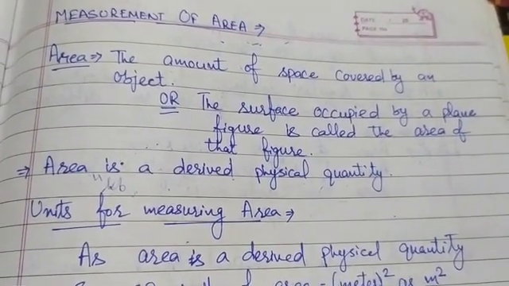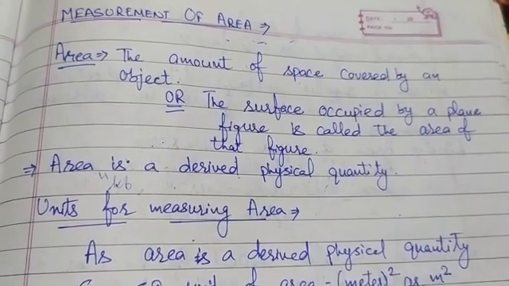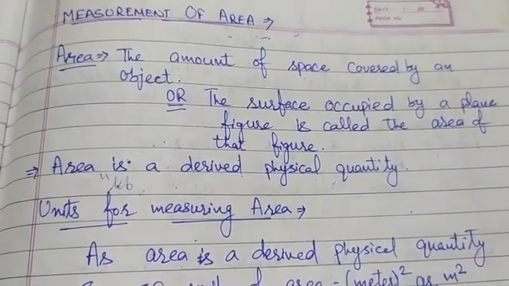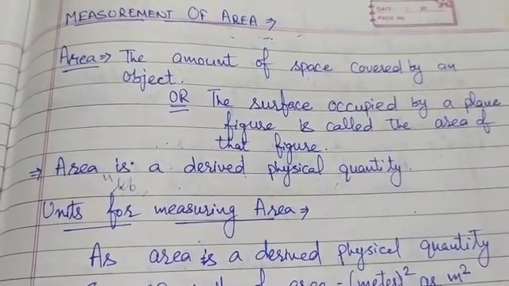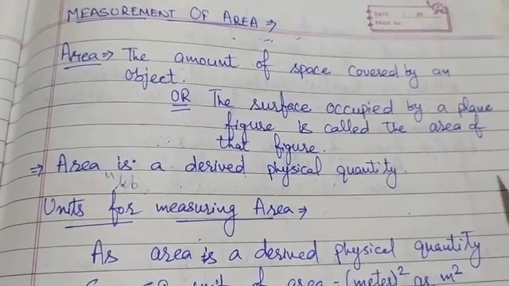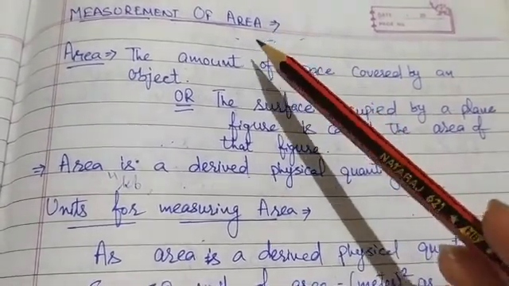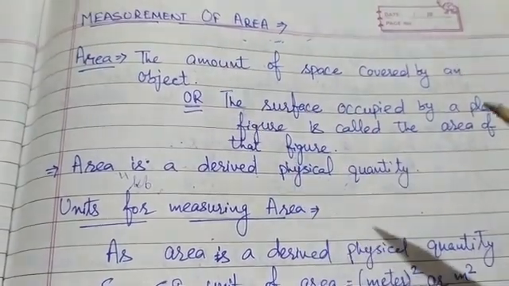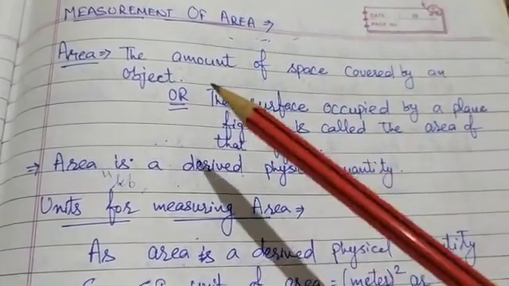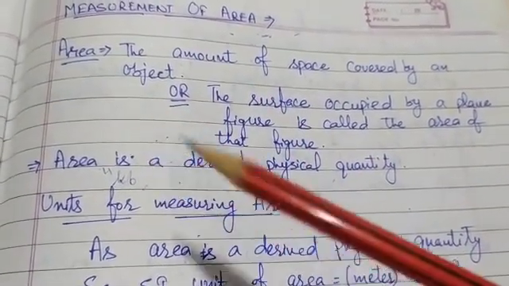We are on chapter 2, physical quantities and measurement, and we will continue this chapter. We have done up to measurement of temperature. Now in this video you will learn about area and its measurement. So firstly, let us have a look at the definition of area, or what is area.